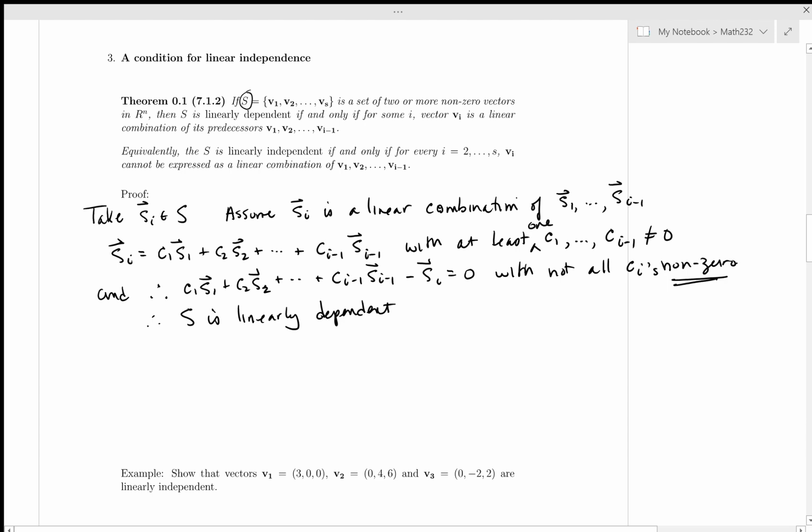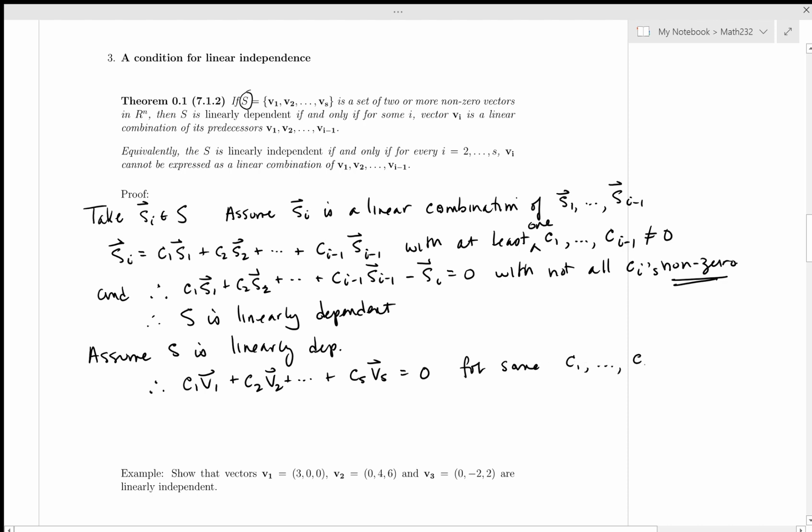Okay, now we go the other way. We assume S is linearly dependent. And that means c1 v1 plus c2 v2 plus dot dot dot plus cs vs is equal to 0 for some c1 through cs not all 0. We have a linearly dependent set.